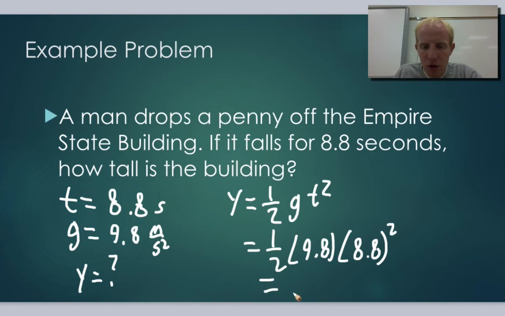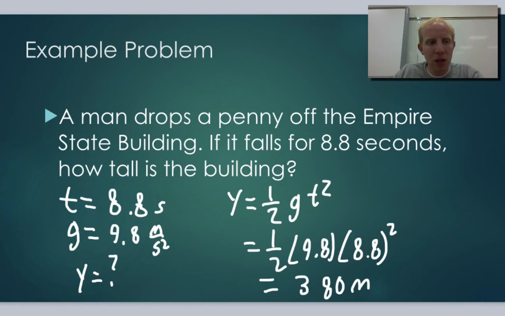Okay, you put that into your calculator, and you get that the Empire State Building is about 380 meters tall. Okay, so there we go. So it's a very simple equation to use, and it can help us solve a lot of cool problems with physics.